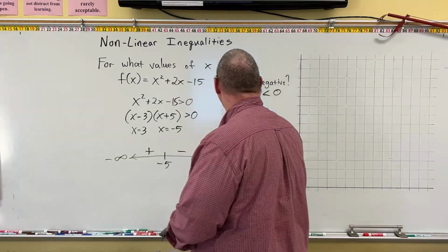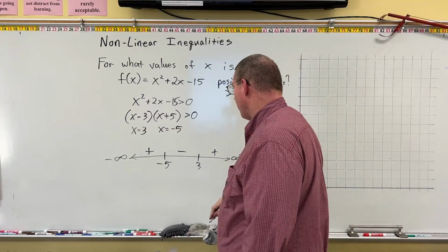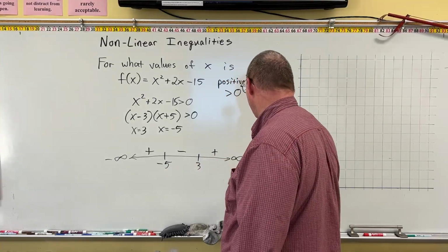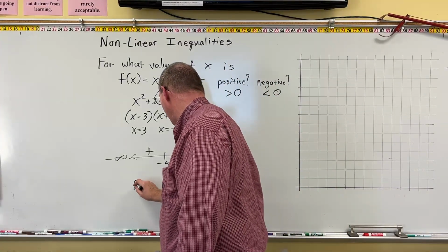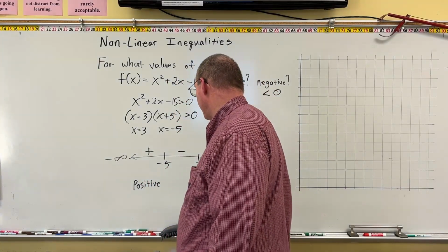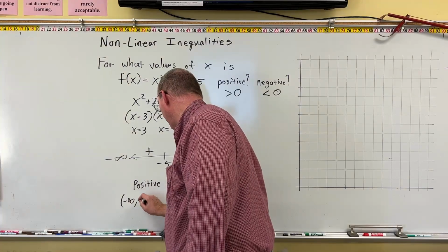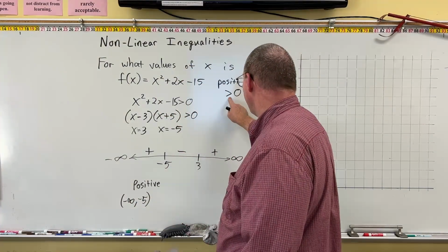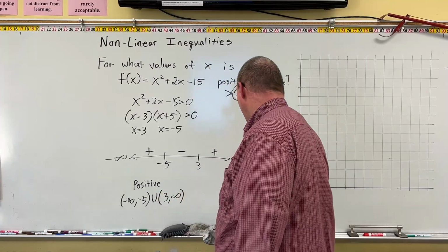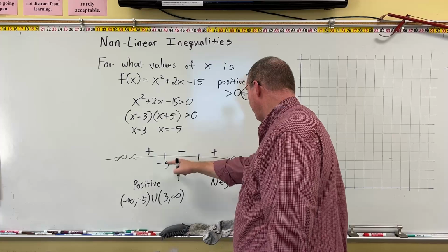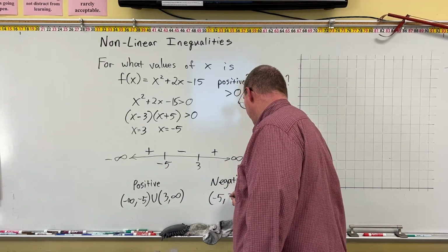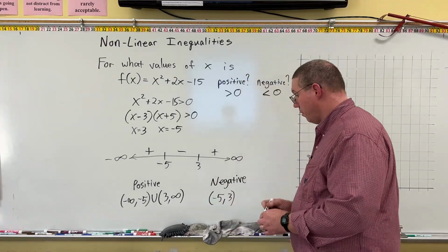And so now we can identify our positive interval greater than 0. Well, we have 2 intervals. We have negative infinity up to negative 5, and we have 3 up to infinity. So the answer to the x values where f of x is positive is going to go from negative infinity up to negative 5, parenthesis, because it doesn't have the or equal to, union 3 up to infinity. How about negative? Well, we see it right here. It's from negative 5 up to 3. Negative from negative 5 up to 3. And that is the answer to both of these questions.